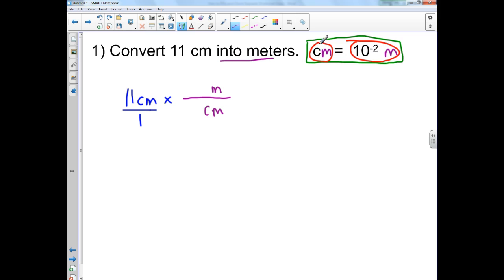and what do you have? You've got 1 centimeter is equal to 10 to the minus 2. Right now, my fraction is incomplete because the bottom and the top are not equal. To make the bottom and top equal, I say 1 centimeter, that's what the left side has, is equal to 10 to the minus 2 meters. And why did I want centimeters in the denominator? Well, because now I can cancel centimeters out. Centimeters over centimeters is just 1. And I'm left with meters as the unit. So the answer would be 11 times 10 to the minus 2 meters.